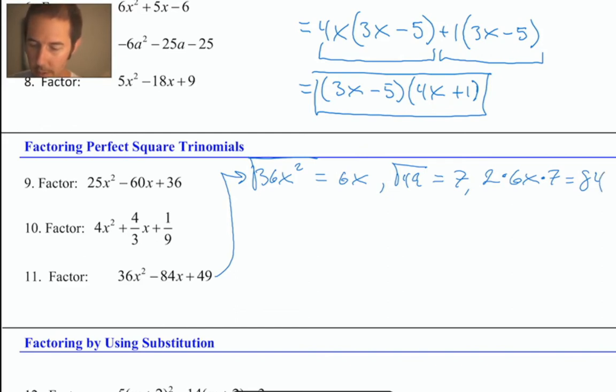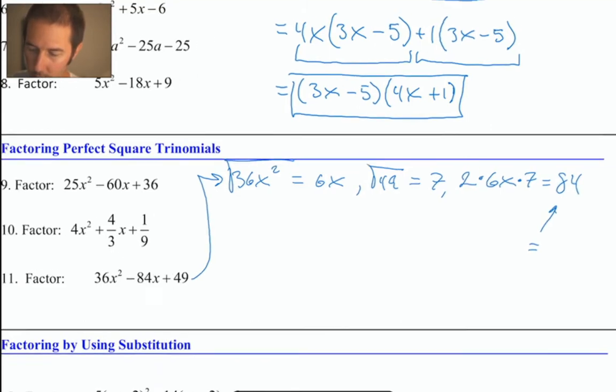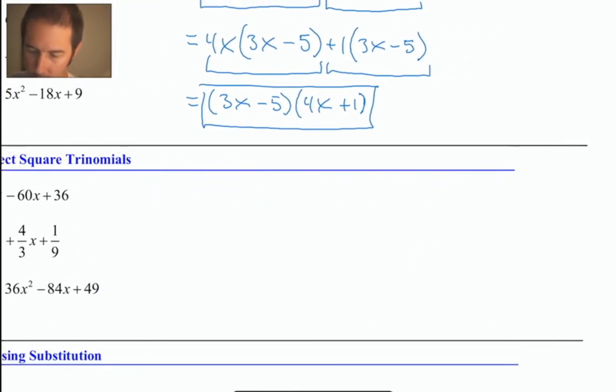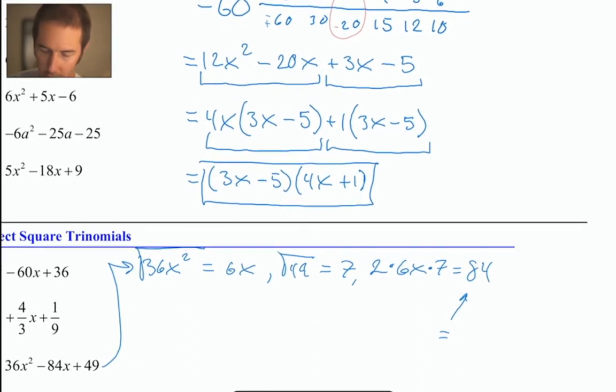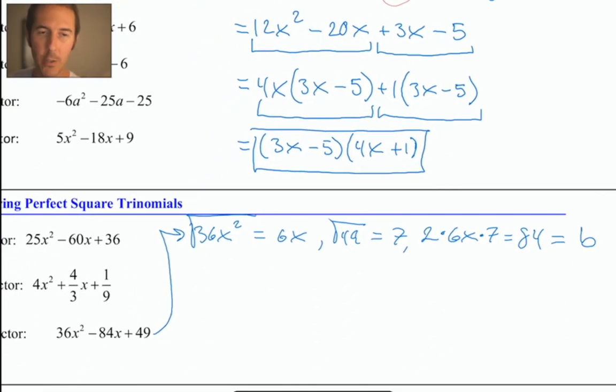How are you supposed to write that into your notes? This equals, do I have room over here? Oh, I do. I don't like when I hit the back button and it erases too much stuff. There we go. Equals b. Really, my b value is a negative 84, but close enough. We'll make that adjustment when we actually design the binomial that we're going to be squaring to get this thing.